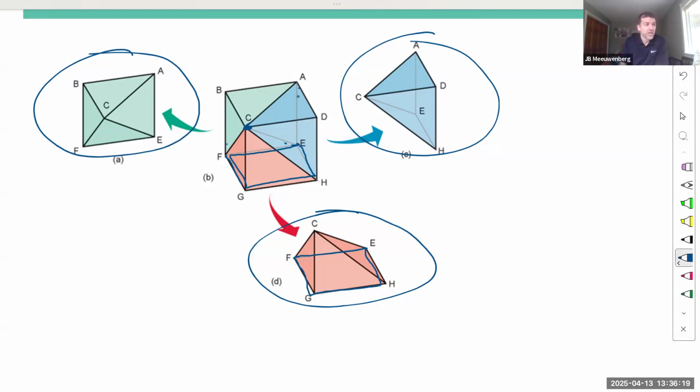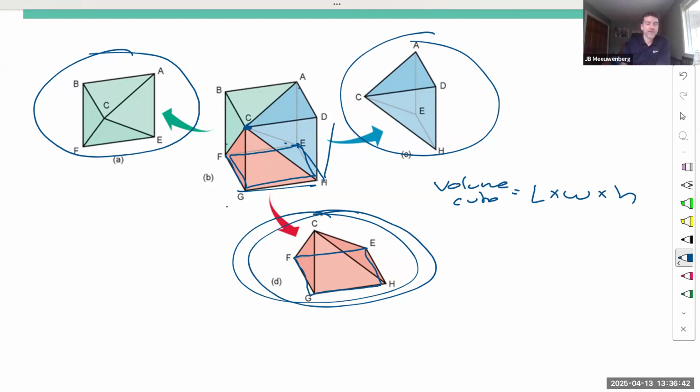The volume of the cube itself would be calculated by the length times the width times the height, because it's a prism. Length times width times height. But we want to find the volume of the pyramid. And because there are 3 pyramids that are equal that could be constructed from the cube, to find the volume of the pyramid, we multiply this length times width times height times a third. We take a third of that number.